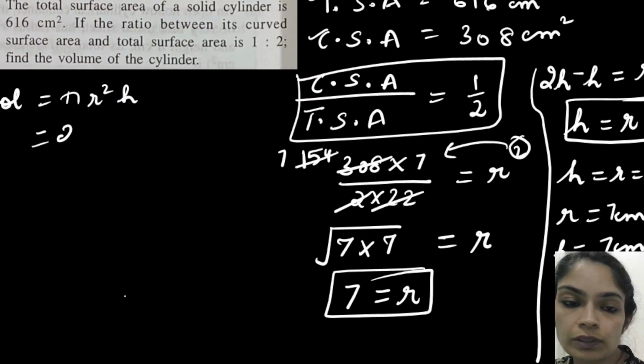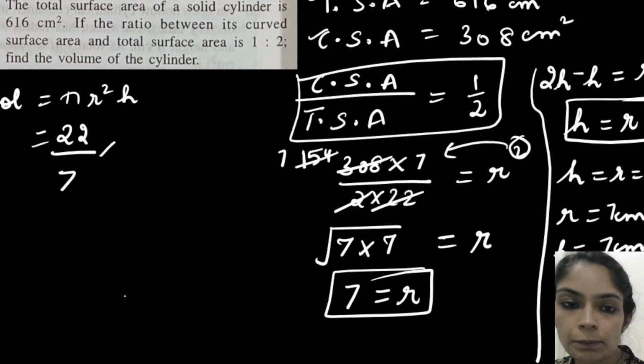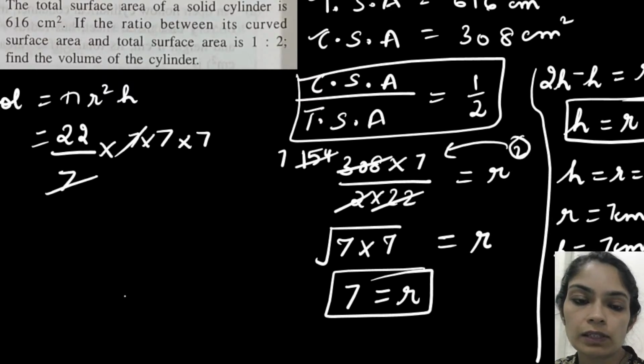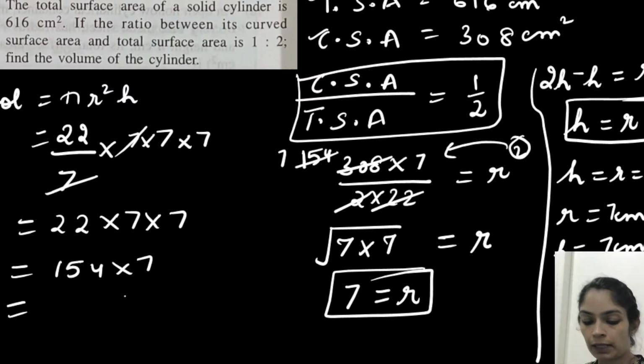Now let's substitute the values. The volume's formula I have already written: pi r square h. So 22 by 7, pi's value, r square means 7 into 7. Height is also 7. So one of the 7 will get cancelled, and I am left with 22 into 7 into one more 7. 22 into 7 is 154. Again 154 into 7 we can multiply.